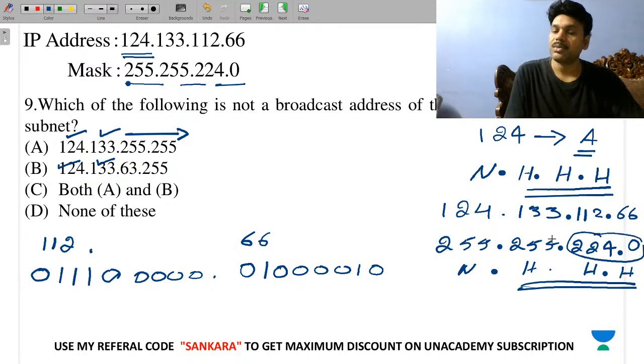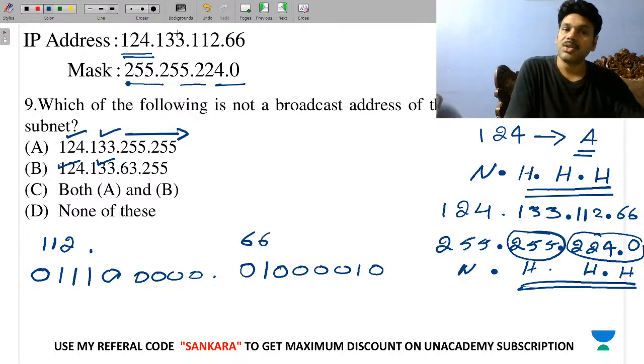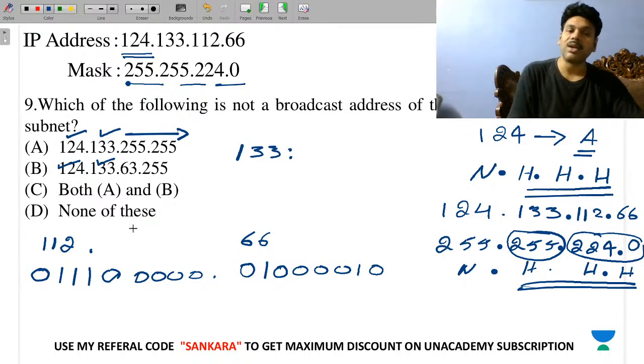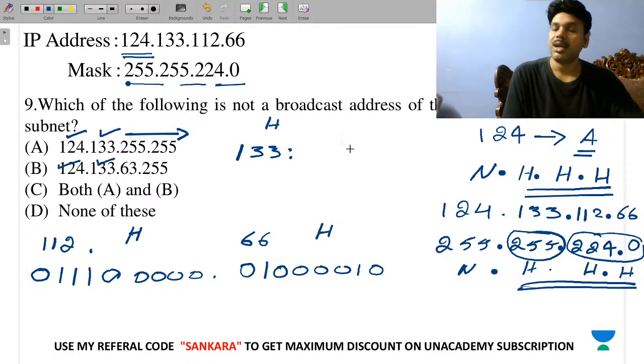And 0 and 255, please observe carefully. That means you also need to write 133 in binary, but I have not written it, why, I will tell you at the end. If you want me to write this host ID also, I will write. This is your host ID, this is your host ID, this is your host ID. 133 is nothing but 128 plus 5.